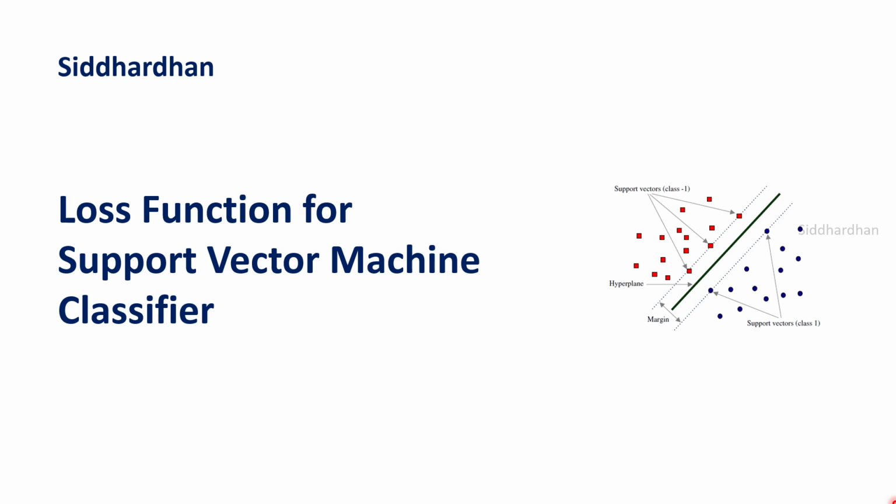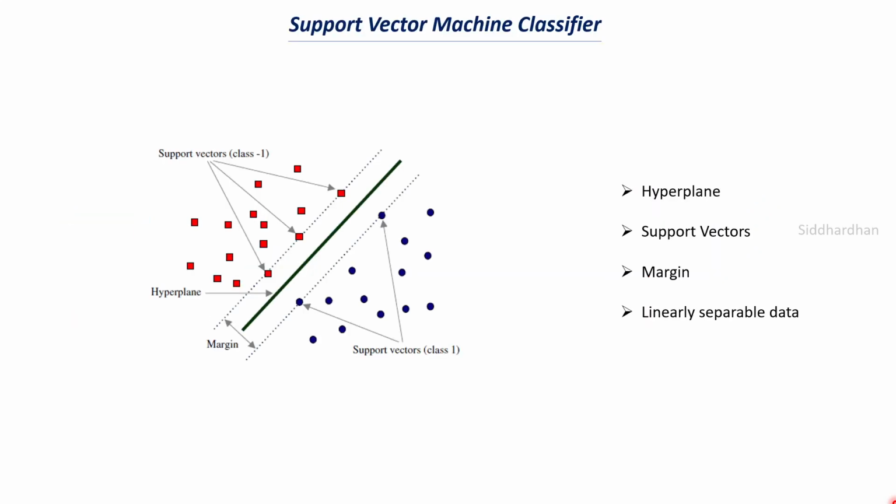So let's get started. I'll give you a quick recap of what we have seen in the previous videos of SVM so that you get a better understanding of the loss function. We know that support vector machine is used in both classification and regression problems, but it is predominantly used in binary classification, where we try to classify the data points into two classes. Here we have two types of data: blue colored circles and red colored squares.